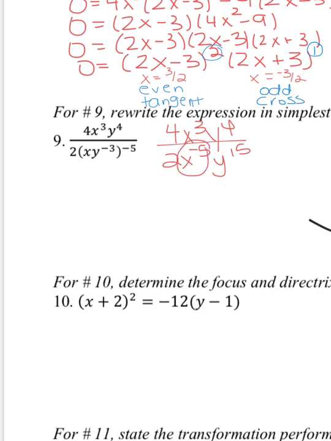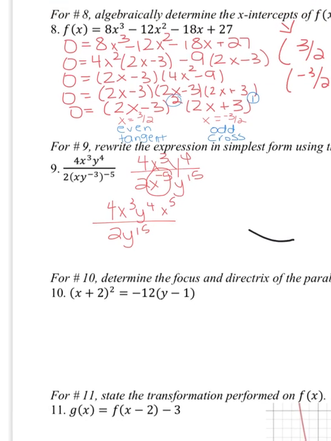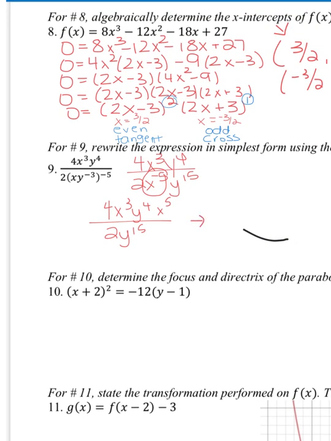This is my negative exponent, so I'm going to rewrite this as 4x to the third, y to the fourth, divided by 2y to the 15th. And then I move this x to the negative fifth up to the top and make it a positive 5. And then from here I get my final answer is 2. X to the third times x to the fifth is x to the 8th, divided by y to the fourth divided by y to the 15th is y to the 11th. That's your final answer.